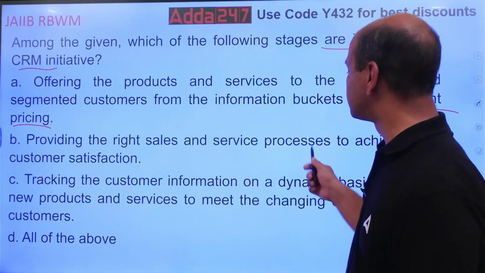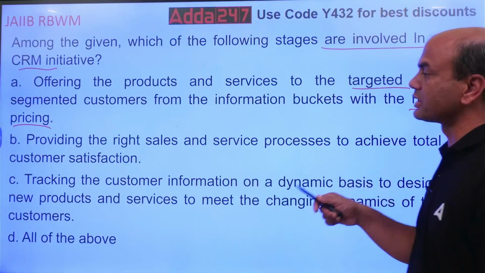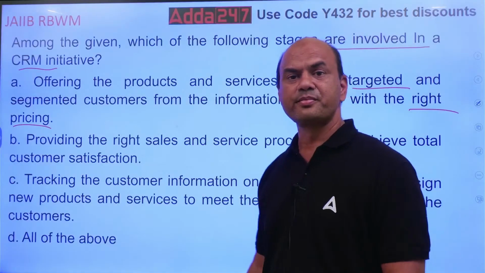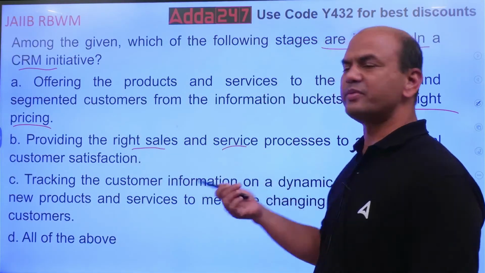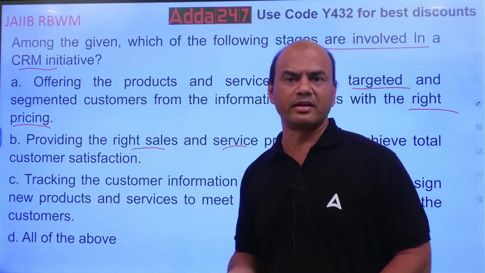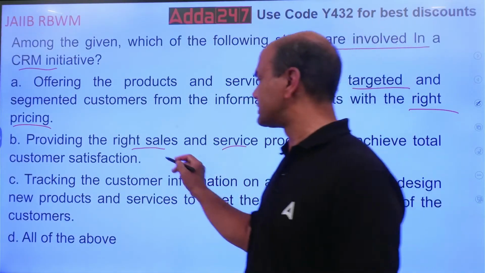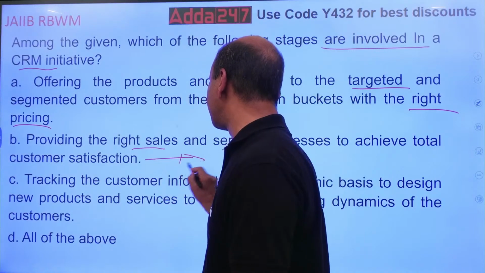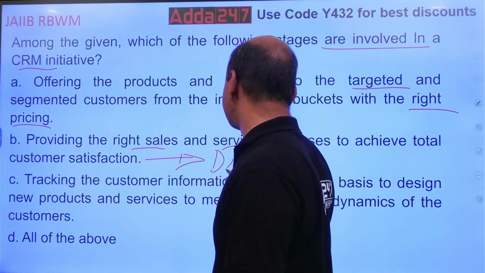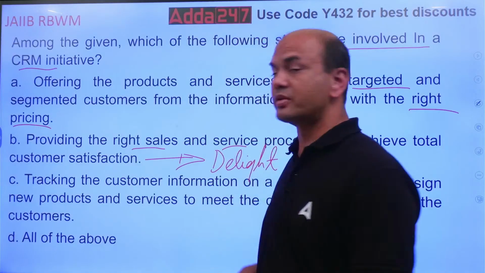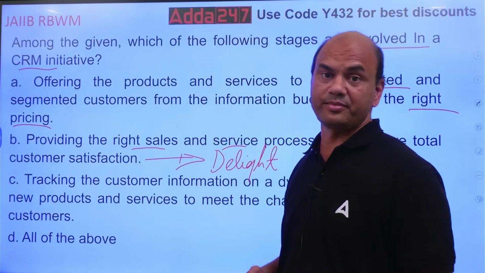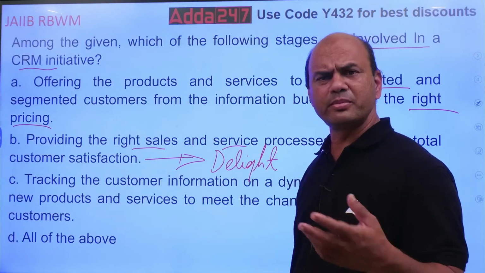Providing the right sales and services processes to achieve the total customer satisfaction. Isn't it? Right sales and services. Satisfaction, that is the ultimate goal of any bank. Nowadays we are going from customer satisfaction to the next step, customer delight. Delight means you give something extra to the customer, what the customer has not expected. What do you mean by delight here?